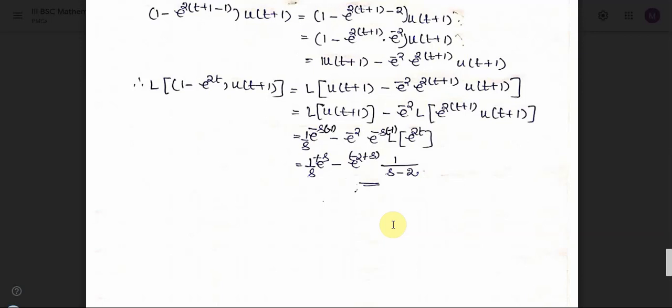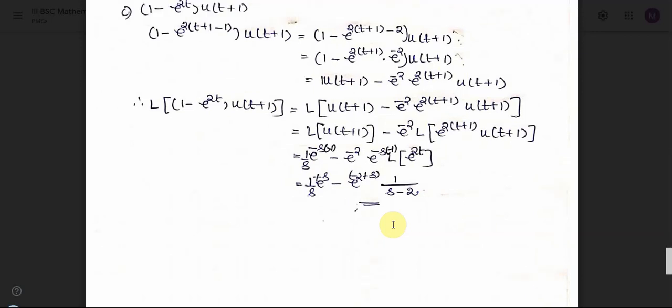So, this is about Heaviside function. Please solve the exercise problems so that you can understand the concepts better.